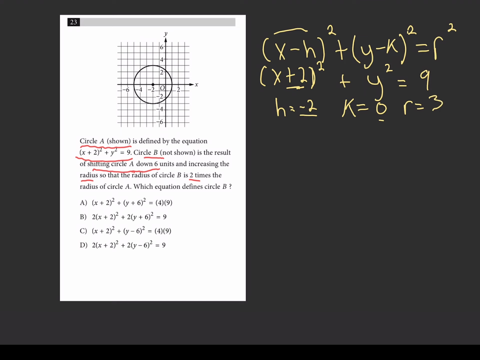Now, that's circle A. For circle B, they're going to shift the circle down 6 units. That means that just the y-coordinate of the center, or the k value, is going to go from 0. I'm going to subtract 6, so it's going to be at negative 6. The h value, the x-coordinate of the center, is not going to change.